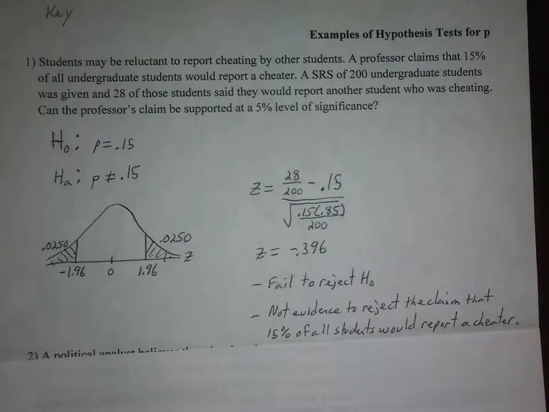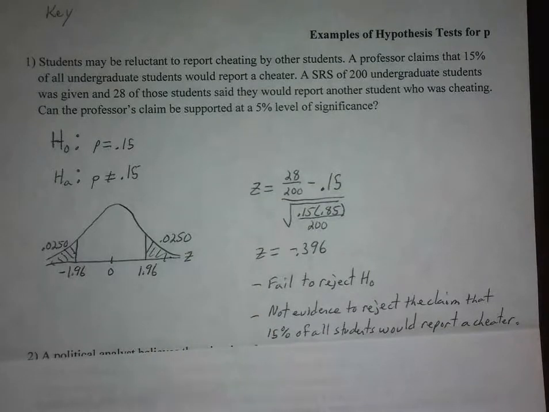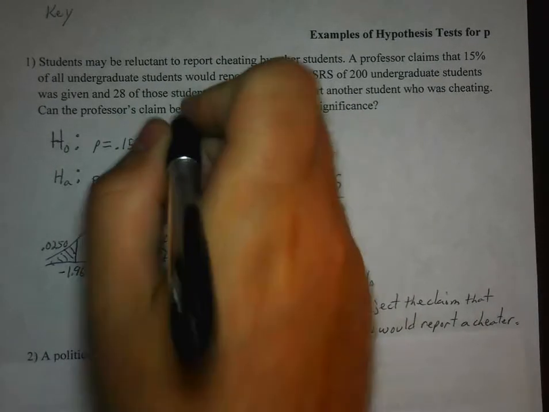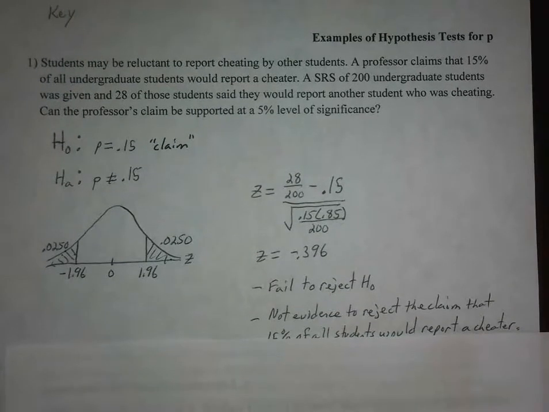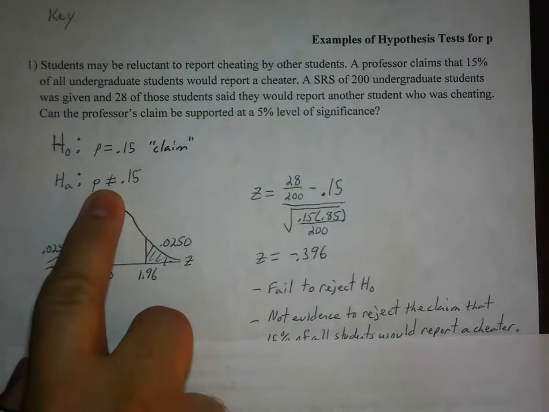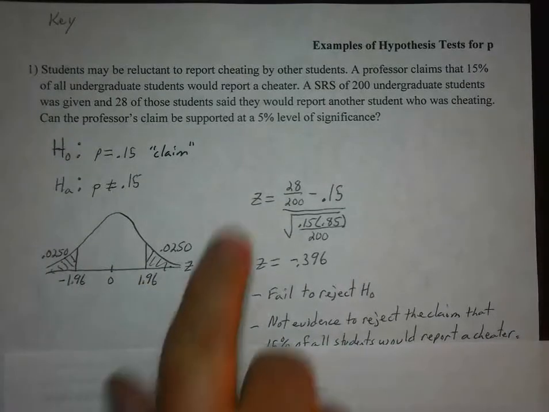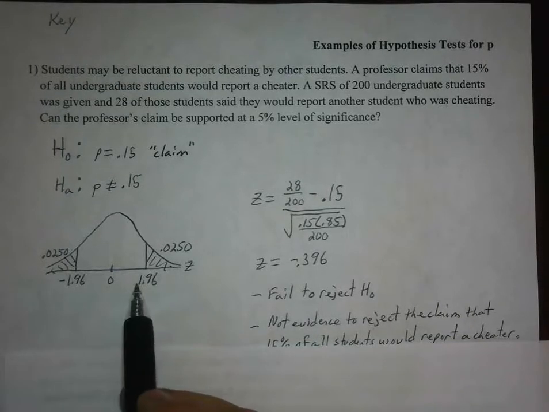Okay, so here's the first one. Professor claims 15% would report a cheater. So P equals 0.15, and that was the claim. So the alternative is P not equal to 0.15. So you have a two-tailed test. And with a two-tailed test with a 5% level of significance, or alpha is 0.05, gives you plus or minus 1.96.